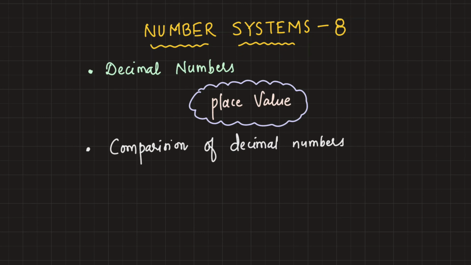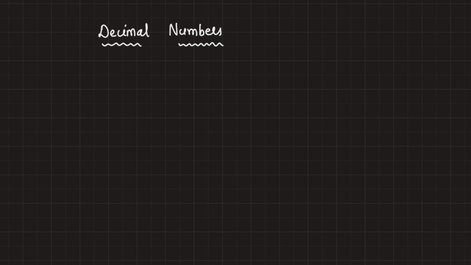Now let us understand decimal numbers. So we will look at the concept of place value, we'll understand what it is, and finally we will see how we can compare decimal numbers. So what are decimal numbers?